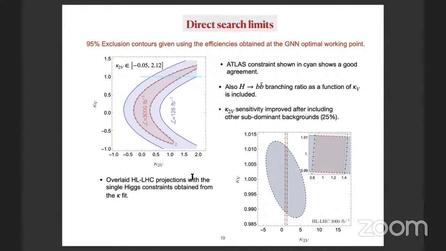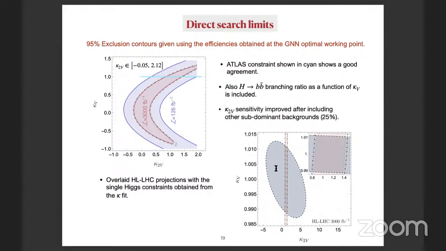Just to compare the experimental results that we got from the GNN with the kappa analysis results, we overlay both of these bounds below. Obviously, we can see these kappa 2V bounds appear to be very bad, which was supposed to happen because we were just inspecting the correlations between kappa V and kappa 2V coming in the HEFT framework. And we wanted to write down what the effect will be if, in the HEFT framework, we inform the reach of kappa 2V from the signal Higgs data.